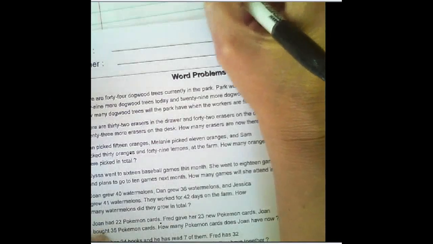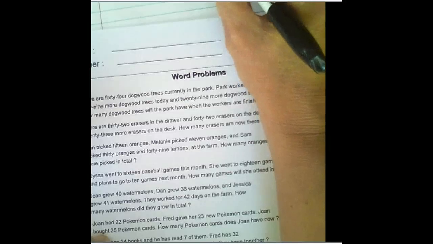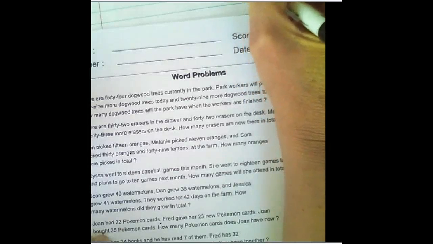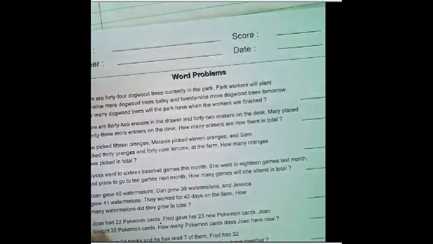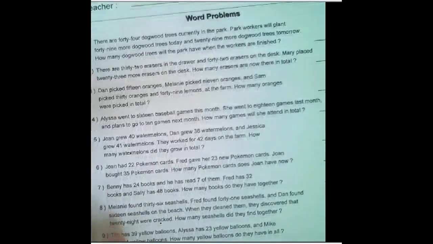24 plus 32 plus 48, 10, 14. 1 plus 2 plus 3 plus 4 is 10, so 104 books altogether for number 7. Look at number 8.